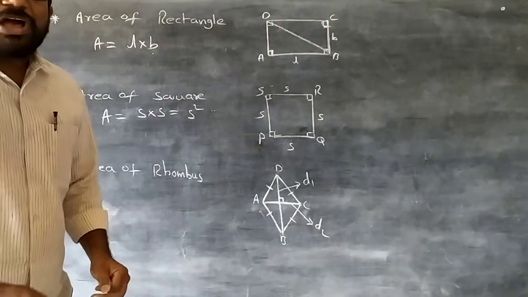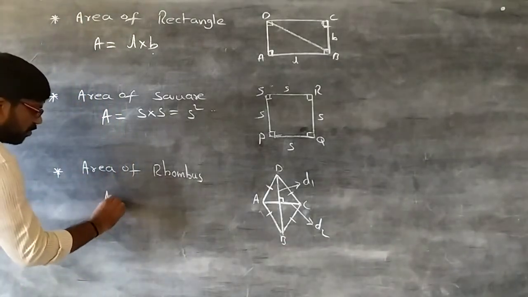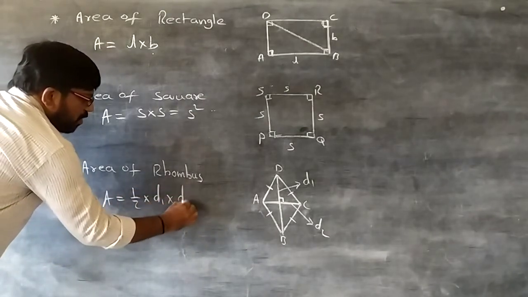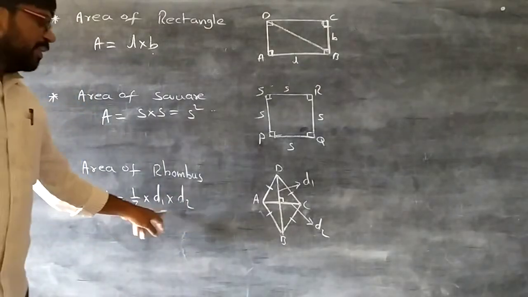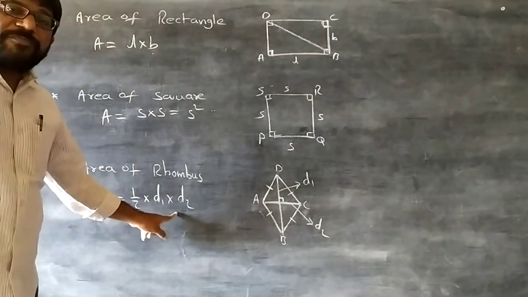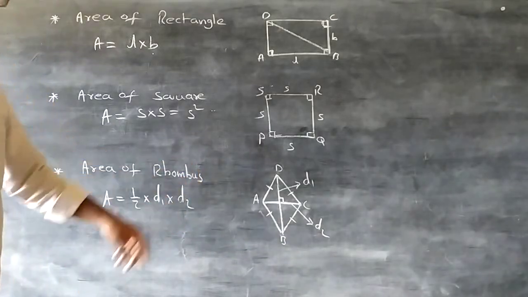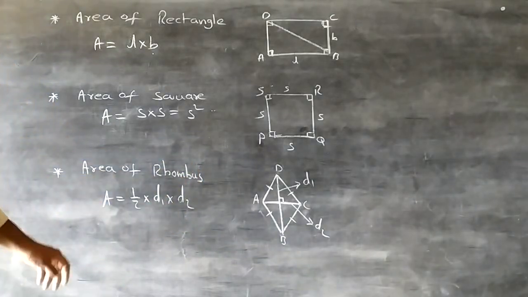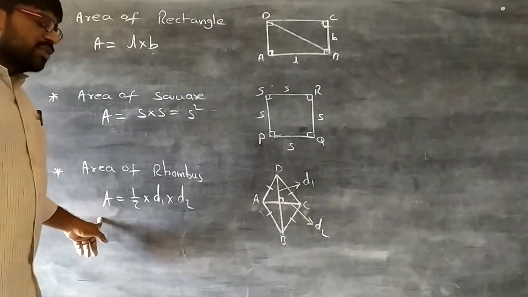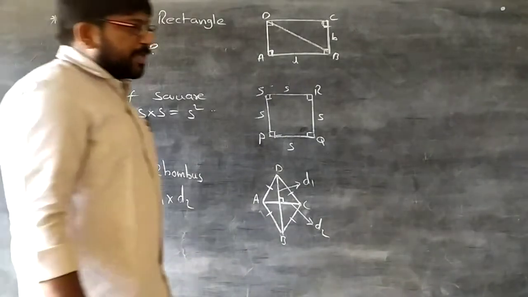When given two diagonals of rhombus, what is its area? So area of rhombus A is equal to half into D1 into D2, right? D1, D2 are its diagonals. So half into product of two diagonals, half into D1 into D2, that is area of rhombus, right? So area of rhombus formula, half into D1 into D2. How we get this formula, we have one proof. Observe carefully.